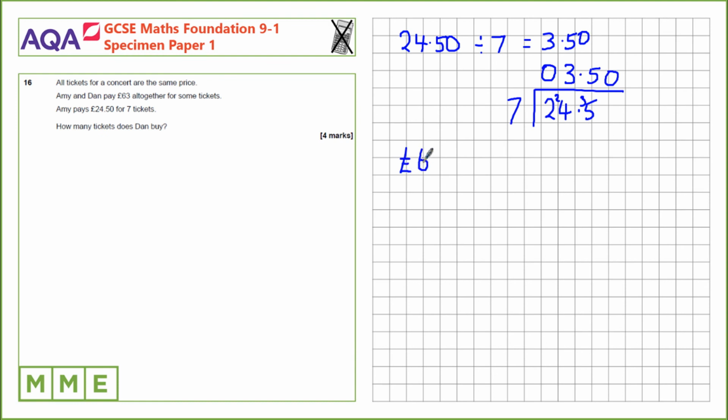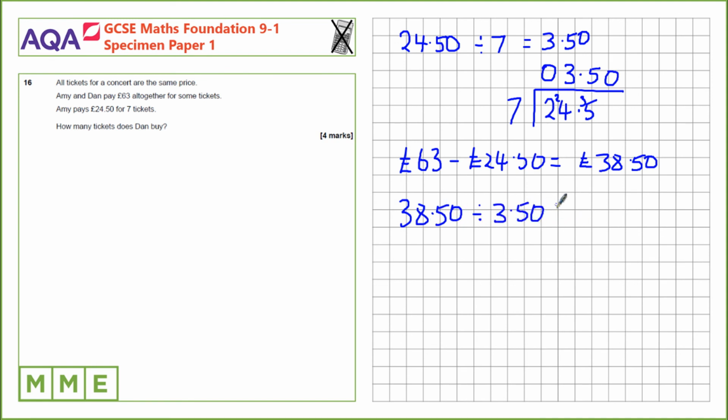So Amy and Dan both paid 63 in total, and if we take off the amount that Amy paid, £24.50, that means Dan must have paid £38.50. Next, let's divide the £38.50 by the ticket price, which is £3.50.